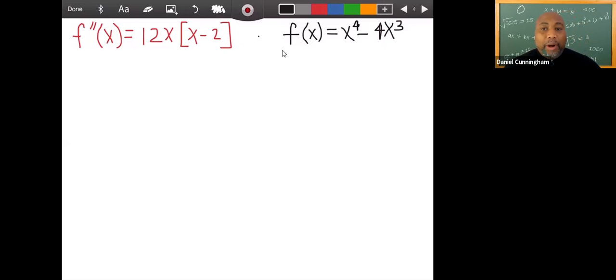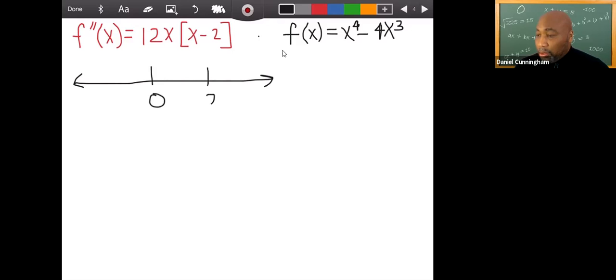Now, looking at our problem, the second derivative is in the red, and our first or original equation, f of x, is in the black. So again, like we did before, we're going to use that second derivative to help us find the concavity. Our critical points were 0 and 2. And what we need to do is plug in values that are less than 0, between 0 and 2, and greater than 2 into the second derivative. That's why I put the number line under the second derivative.